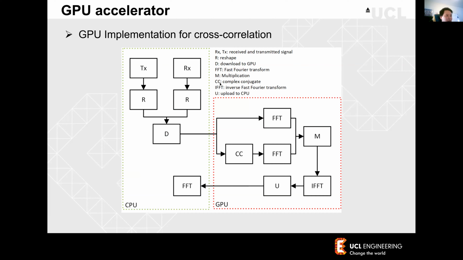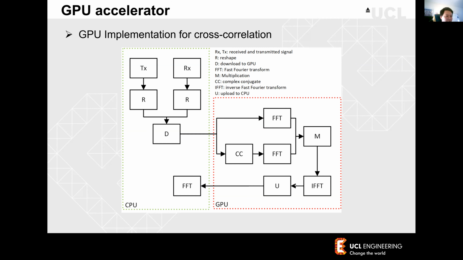And this is in detail how the GPU implementation for the cross correlation works. The green box is the CPU process, and the red box is the GPU process. Firstly, when the SDRadar gets all the data here, the GPU process does a reshape on the data, and then it is downloaded by the GPU, which does all the complex conjugate, the FFT, the multiplication and the IFFT.